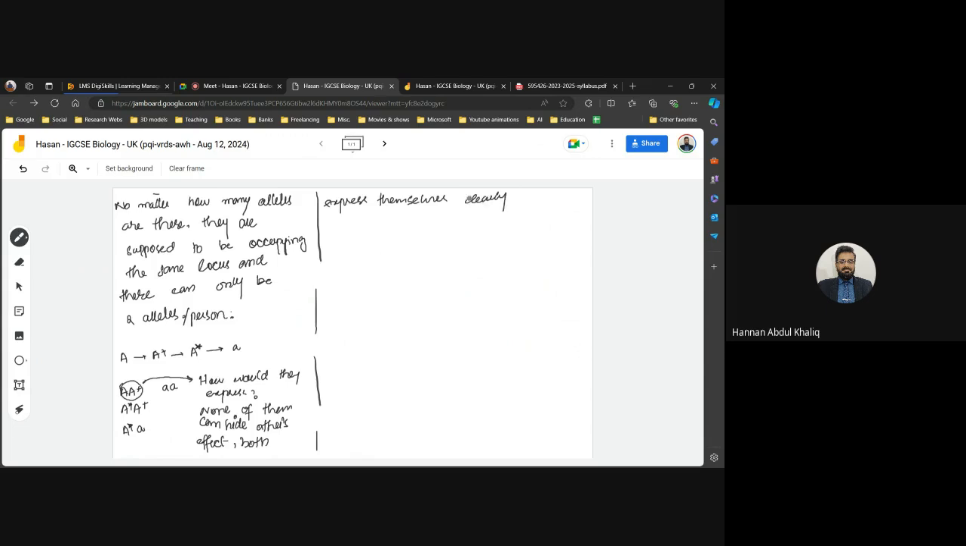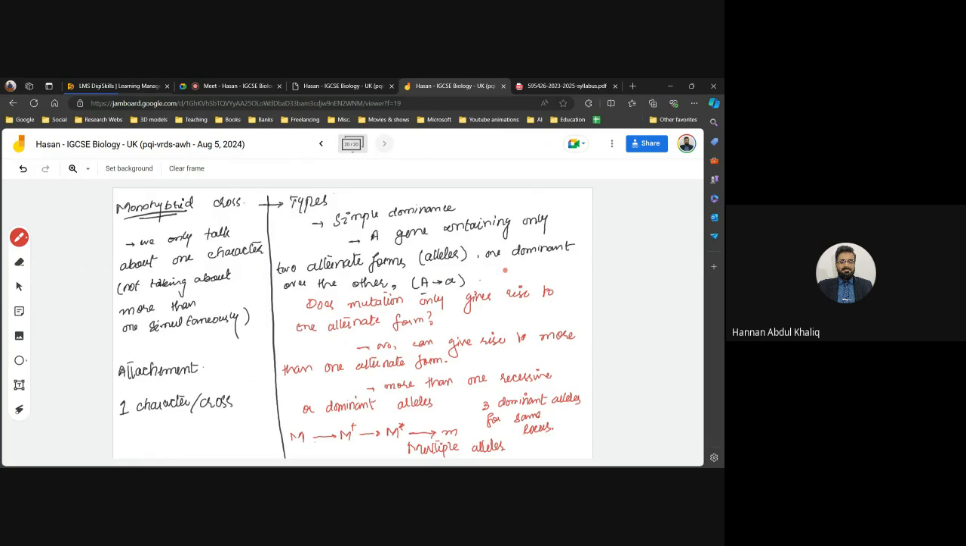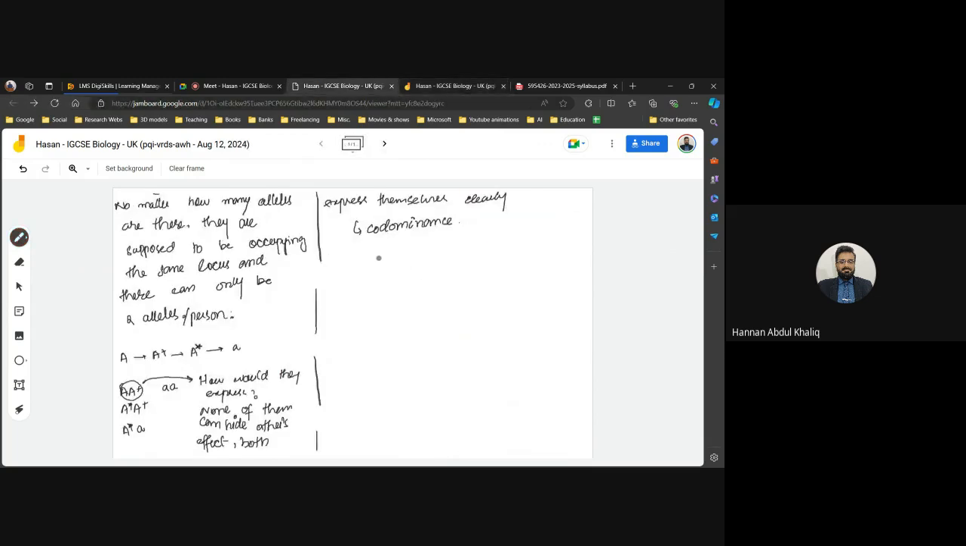Clearly, this phenomenon is called codominance. It's no more a simple dominance. If you go back to the previous Jamboard, you will see simple dominance means that A is dominant over a. Right now, both are dominant, so you would call them co-dominating alleles because both are completely expressing: A star, A plus, both are completely expressing; A star, A, both are completely expressing. That is why this phenomenon is called codominance.